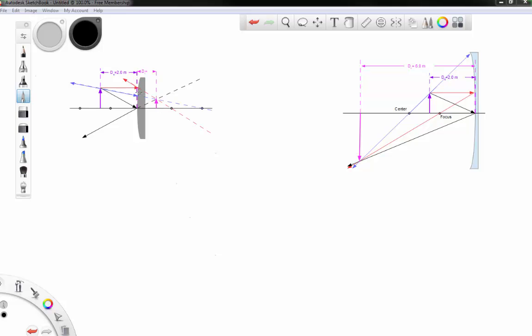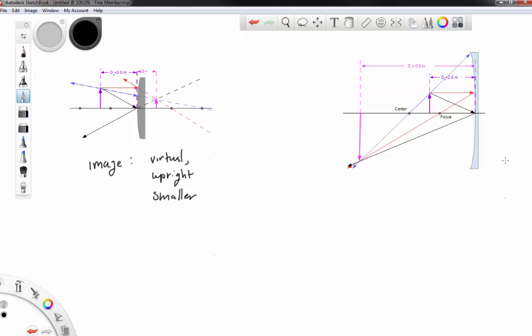With the first two, you'll notice that all three cross in the same place, and so this is how tall the image is. So you can see in this case that the image is actually virtual, and it is upright, meaning the arrow is still pointing up. Arrows up here, arrows up here, and it's actually smaller than the object.